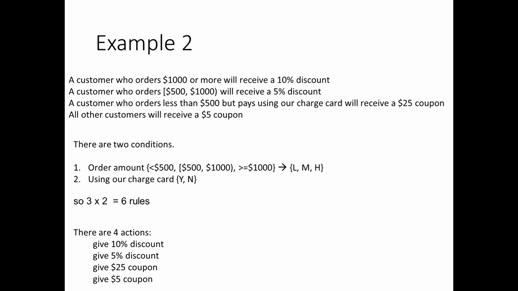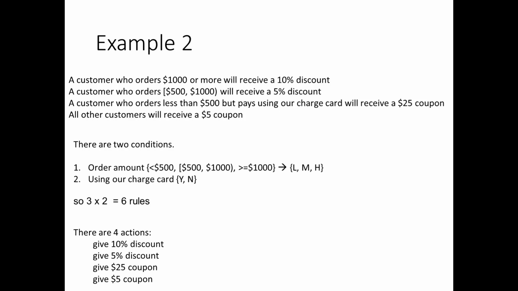The second example is about giving different customers different coupons or discounts based on different conditions. Here, a customer who orders $1,000 or more would receive a 10% discount. A customer who orders between $500 and $1,000 would receive a 5% discount. A customer who orders less than $500 but pays using our charge card would receive a $25 coupon. Finally, all other customers will receive a $5 coupon.